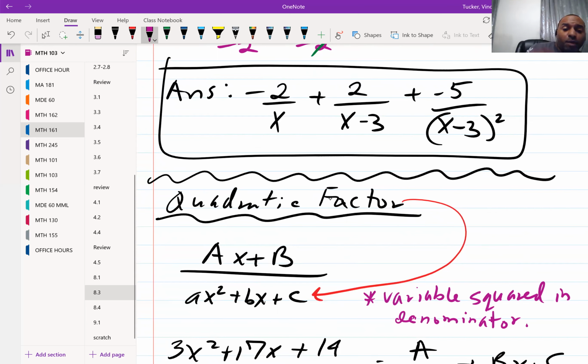So this is how you would set it up. Remember before we just did A or B or C or whatever, but notice we have Ax plus B. We have to go one variable power lower than what we have down there in the denominator.